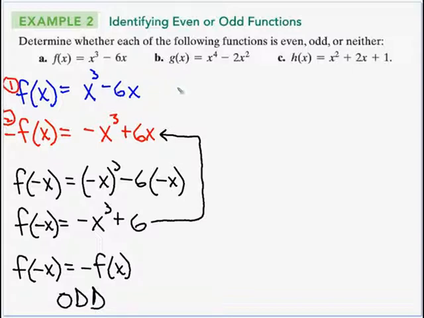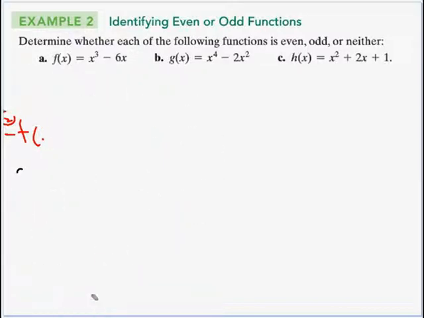Again, to summarize, here's the original function. I negated the original function. I put a negative x through the original function and saw what popped out. If I got back to the original function, it would have been even. But I didn't. I got the negated function, which made it odd. If it doesn't match either, then it, of course, would be neither.